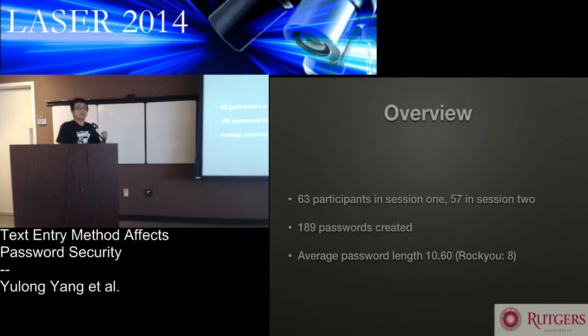So to give an overview, 63 participants were recruited and participated in session 1, and 57 came back for session 2. 189 passwords were created. Their average password length is 10.6. For reference, the RockYou password dataset has an average length of 8. The RockYou password dataset is a 32 million password dataset from the game site rockyou.com, which was compromised and made publicly available by some hackers.